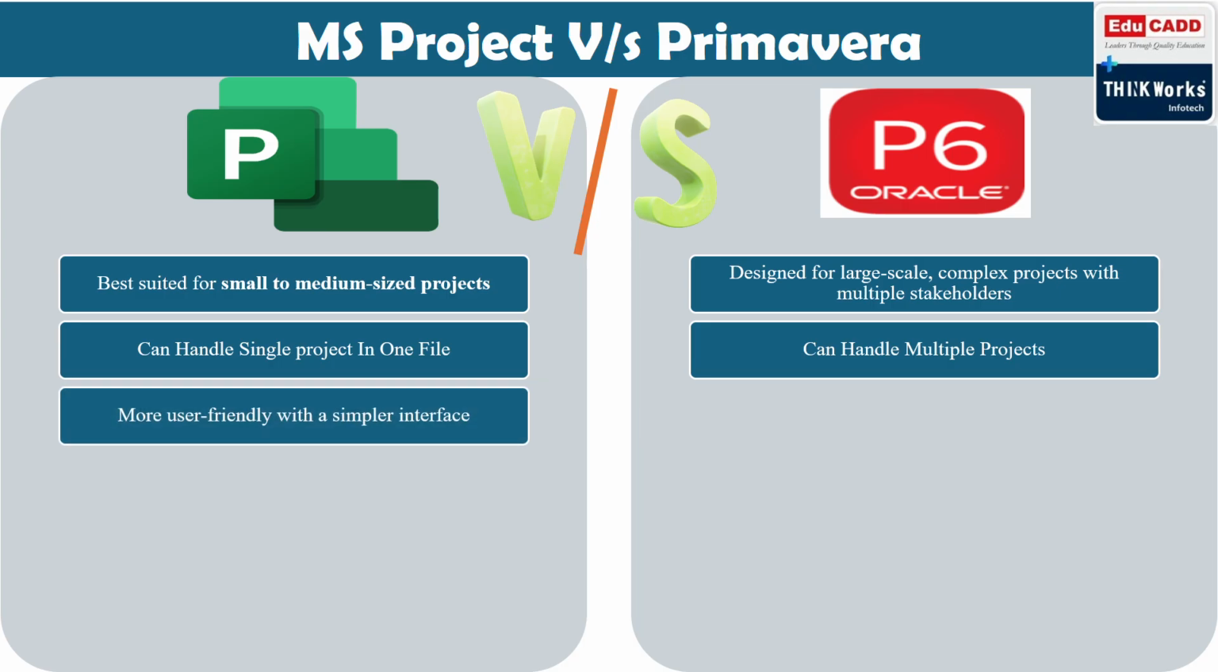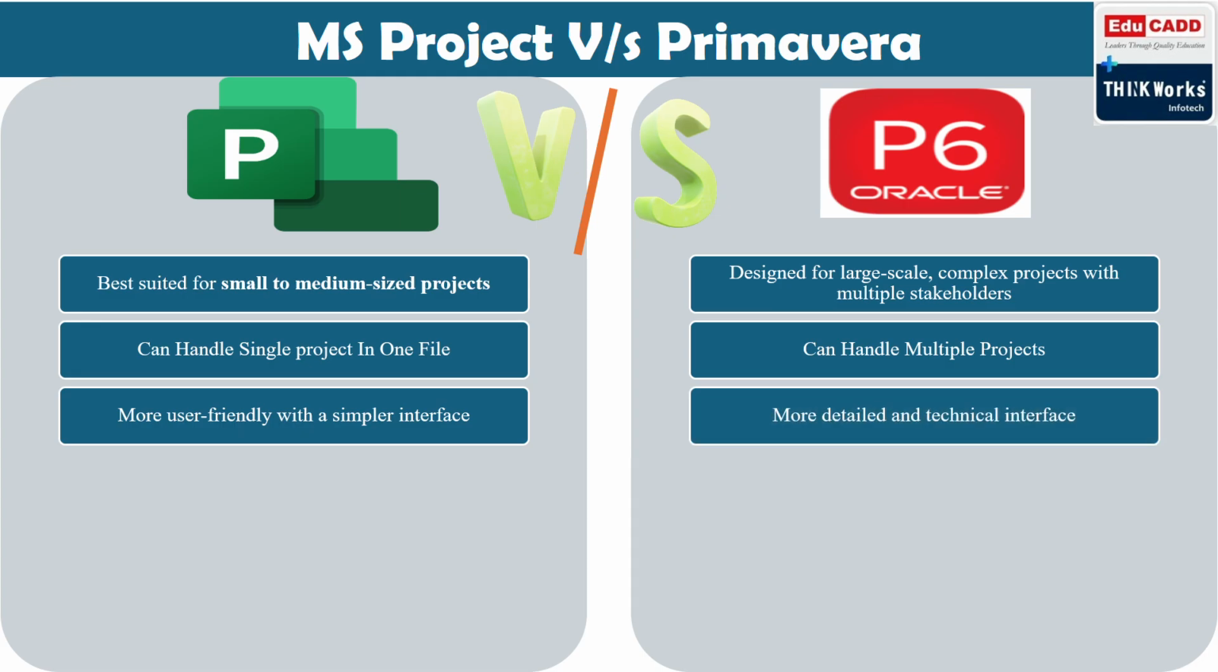MS Project is more user friendly with a simpler interface. It will be like any other application of Microsoft, like Word, Excel. It will look similar, and the operations also will be similar. Once you understand the concept and the tools, you can easily operate MS Project. Primavera is a little complicated and has a lot of technical interface.